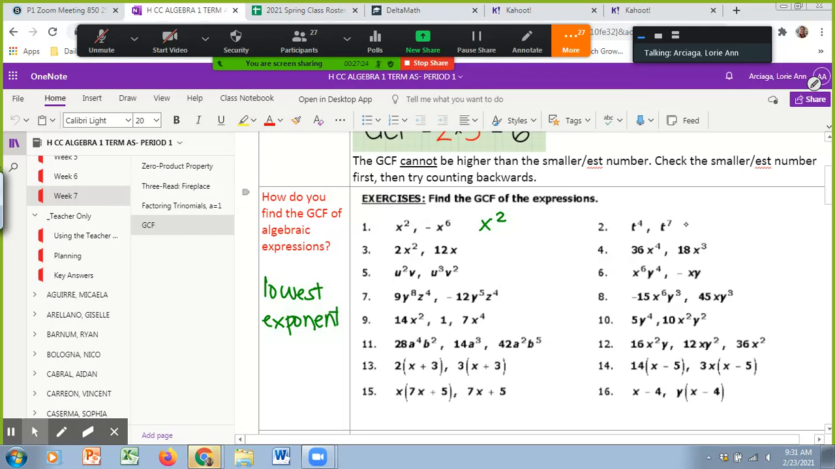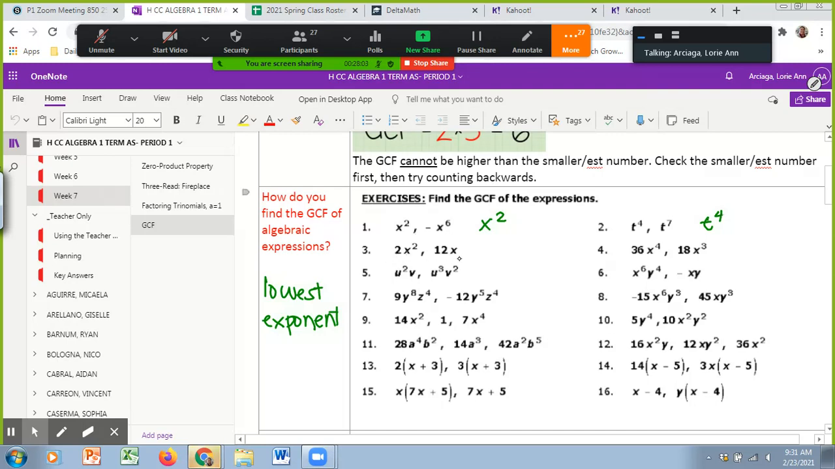So using that as an example, can you give me the answer to number 2? If you have t to the 4 and t to the 7, what's the highest power that they both have? What's the most amount of t's that both of them have? Anyone? The GCF must be the variable with the lower exponent, 4. Very good. So t to the 4. You're only looking for the lower power. That's it. Okay? Let's try again.